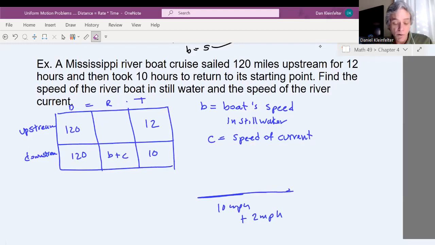Going upstream, we still have the boat's motor making progress. It's going B miles per hour, but the current is going to retard the progress of the boat. So it'll be B minus C for the speed of the boat when it's working to go upstream. That will be our table of information, and now we can use that to help us write down some equations.